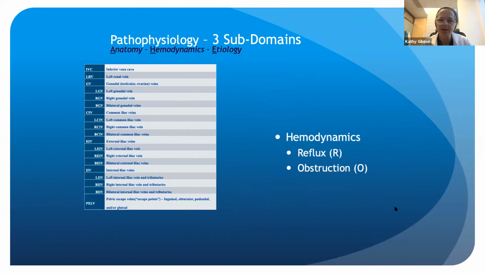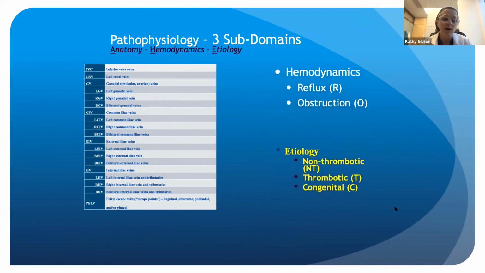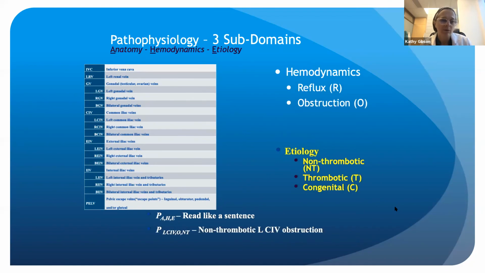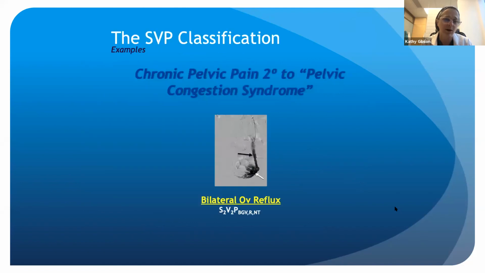The H, pretty easy, hemodynamics. It's either reflux, obstruction, or both. And then etiology: non-thrombotic, thrombotic, or congenital, like a congenital malformation. So this would read like a sentence. For example, this is showing a P of a patient with what we used to call May-Thurner or Nutcracker. This person would have a non-thrombotic left common iliac vein obstruction. That would be a P, and then you list the vein that's involved, that it's obstructed, and non-thrombotic.